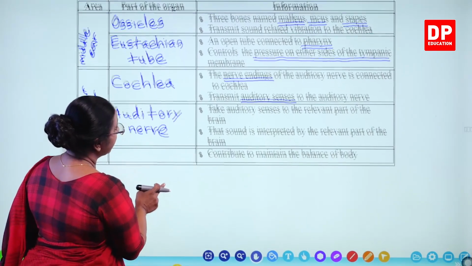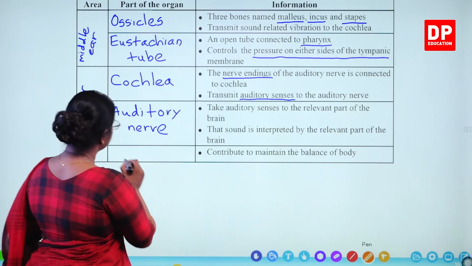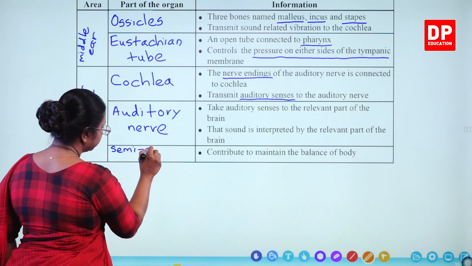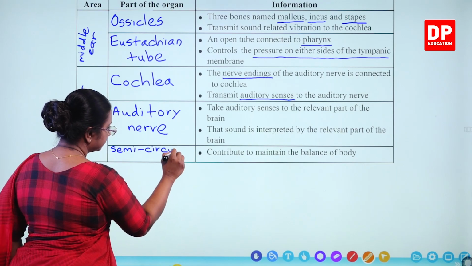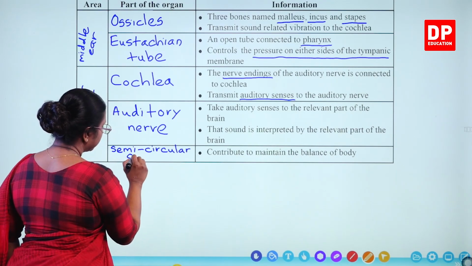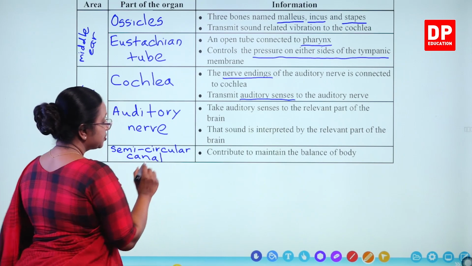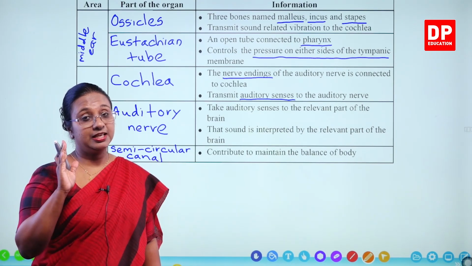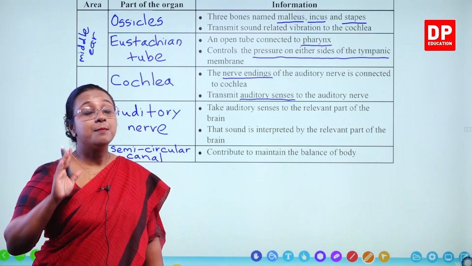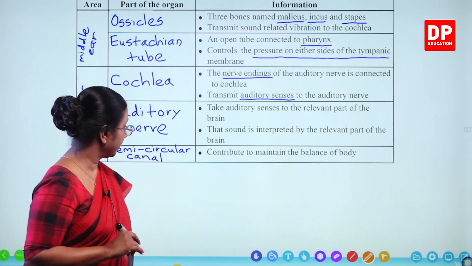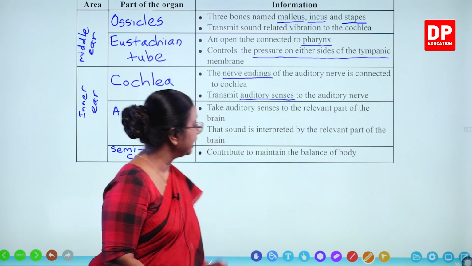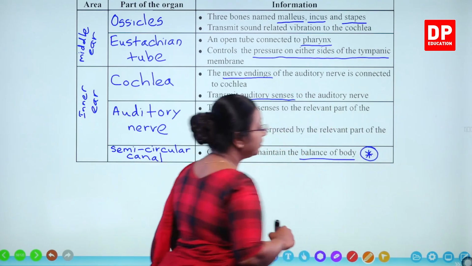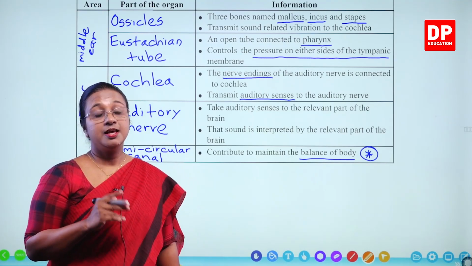So, the next part of the inner ear is the semicircular canal. So this again is a structure that is not involved in hearing. This is involved in balance of the body. It contributes to maintaining the balance of the body. So you have to remember that, students.